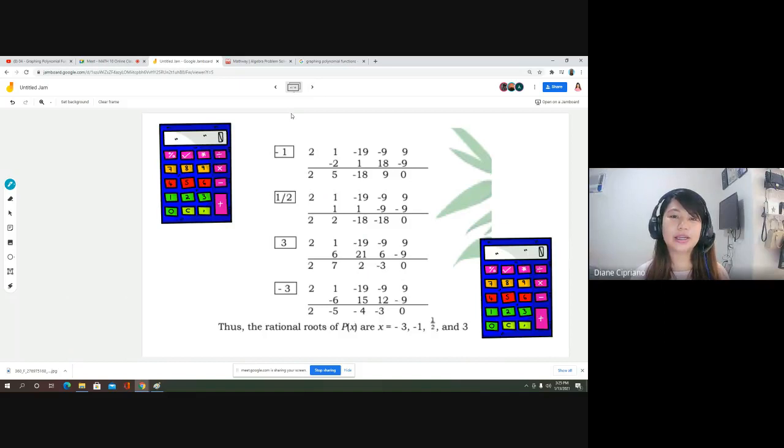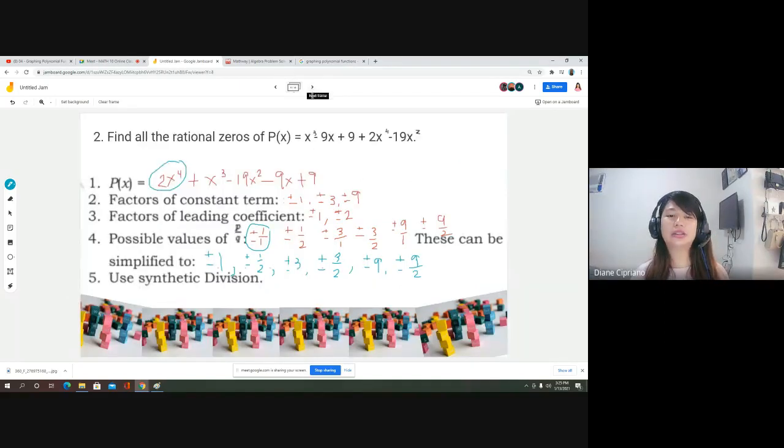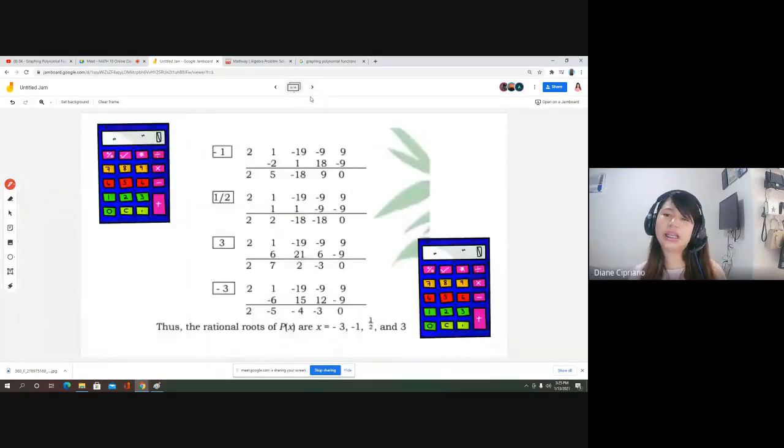So in getting the rational zeros, the next step is to use synthetic division. In synthetic division, as we discussed before, whichever gives a remainder of zero is the root.